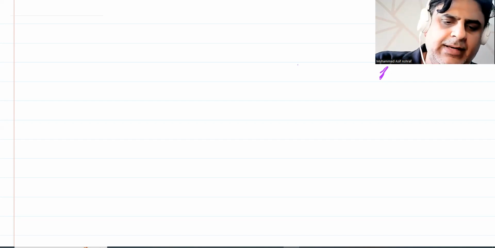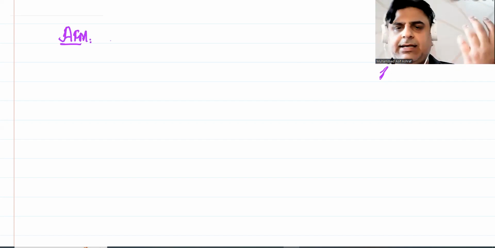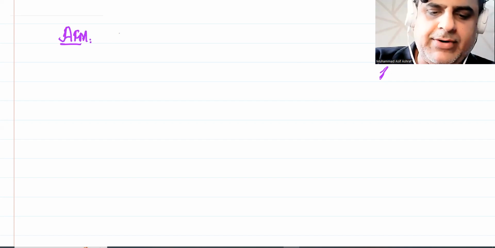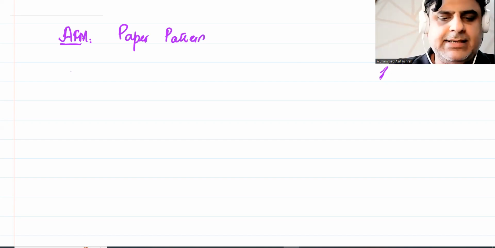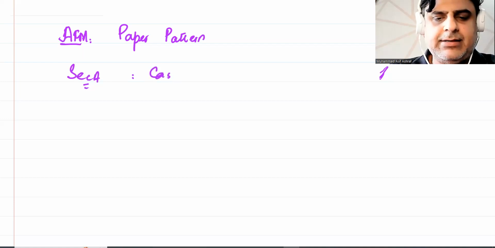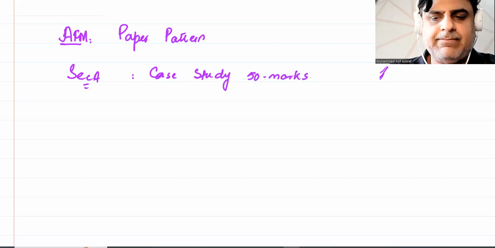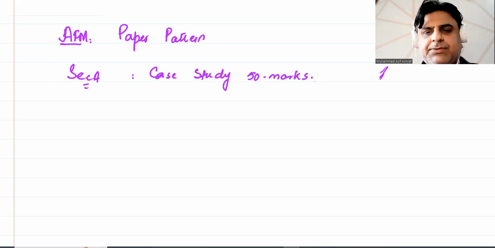Okay, so first of all, I'll be discussing the AFM paper pattern. The paper pattern of this paper is that you have two sections. Section A will be a case study. Case study, 50 marks. It will be a 50 marks question.